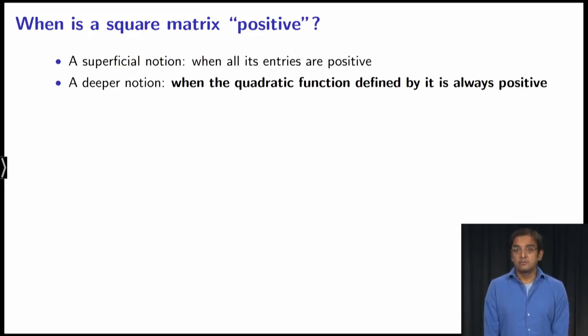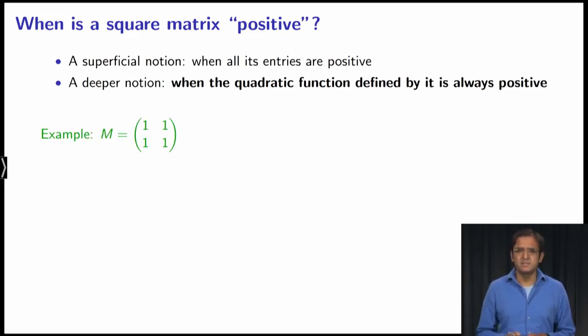Well, one natural notion is to say that a matrix is positive if all the entries in it are positive. This is reasonable enough, but it turns out to be a superficial notion that doesn't really help us very much. There's a deeper and more insightful notion. We can say that a square matrix is positive if the quadratic function defined by it is always positive. Let's see what this might mean.